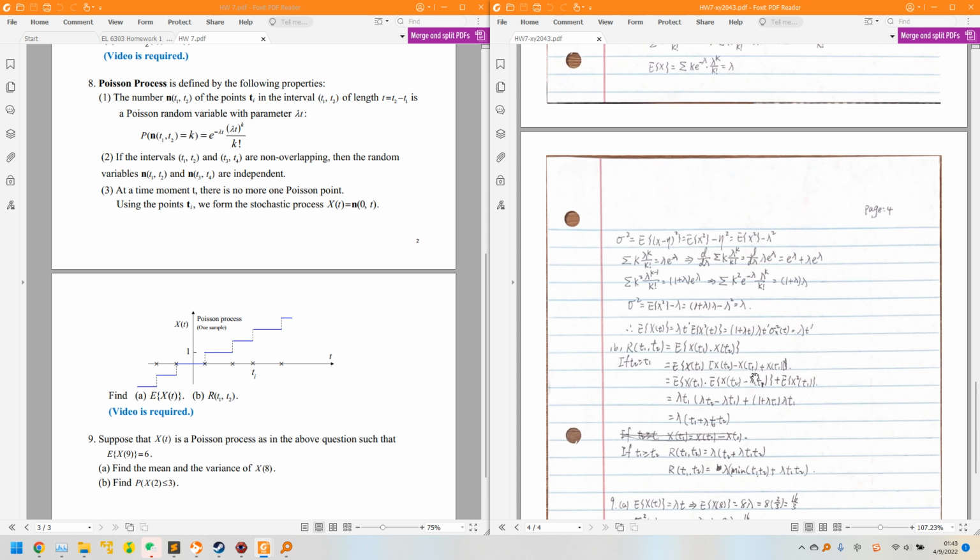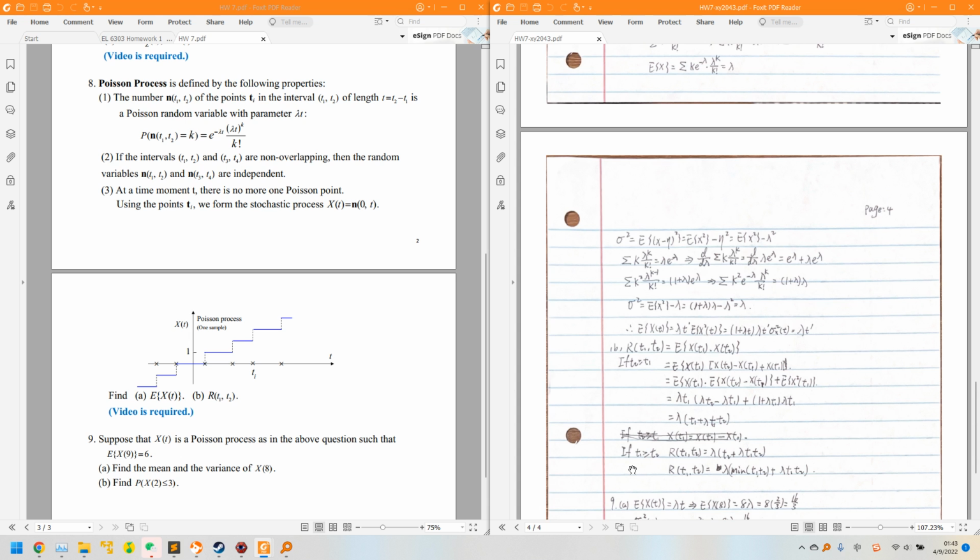The result is the expectation of X(T1) times [X(T2) minus X(T1) plus X(T1)], and because these two are independent, we can separate it. So it's the expectation of X(T1) times the expectation of X(T2) minus X(T1), plus the expectation of X squared of T1, and the result is lambda times T1 plus lambda squared T1 times T2.